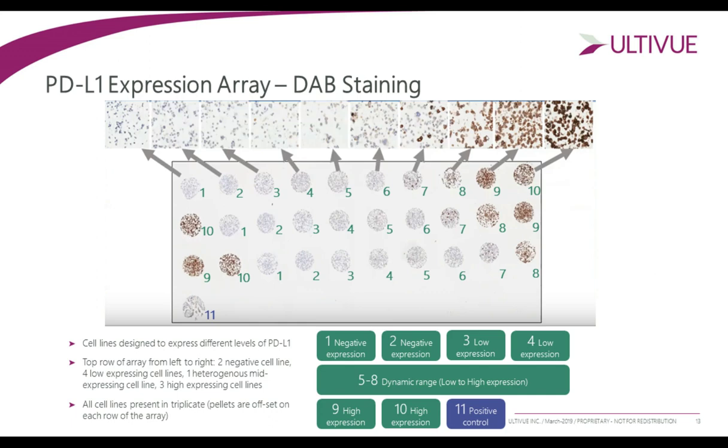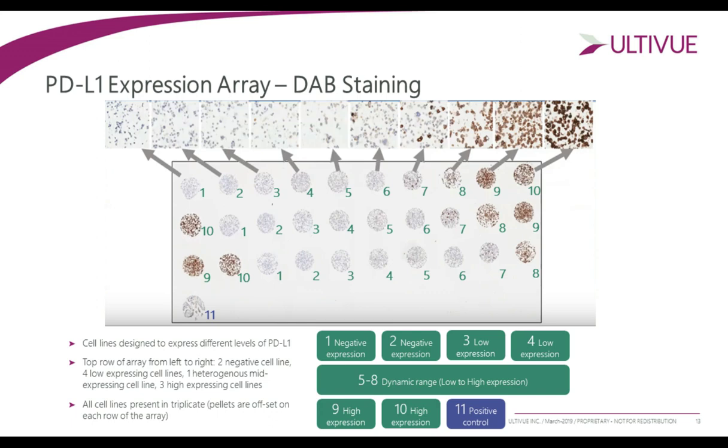What this array actually has is a number of cell lines that have differential expression of PD-L1 via activation of promoters. So you're seeing a dynamic range of cell lines expressing PD-L1 at variant levels from high to low. Spots 1 and 2 are negative, 3 and 4 are low expressors, and 5 to 8 show the dynamic range between those different cell lines. 9 and 10 are almost at saturation. They're very high expressors. The array is set up in triplicate, with number 11 at the bottom being a placenta control.